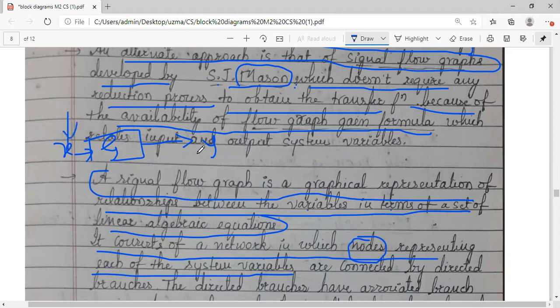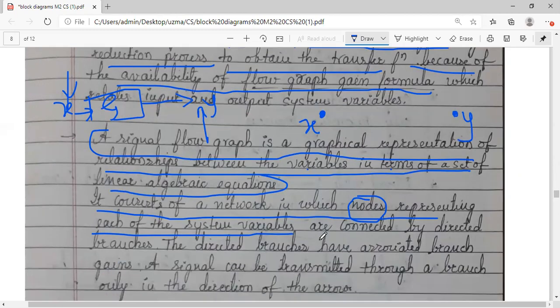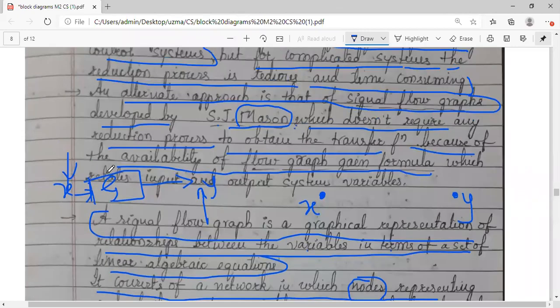So what are the variables here? X and Y. Simply put a point and write X. This indicates a node. Put a point and write Y. So these are X and Y, two nodes indicating the system variables. And they are connected by directed branches. In the block you have this transfer function G. Instead of drawing this block, I have to draw a branch connecting them. We call these lines branches.